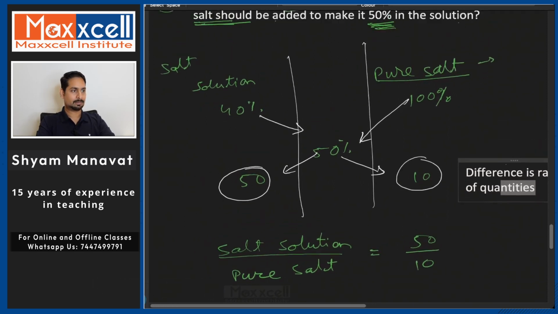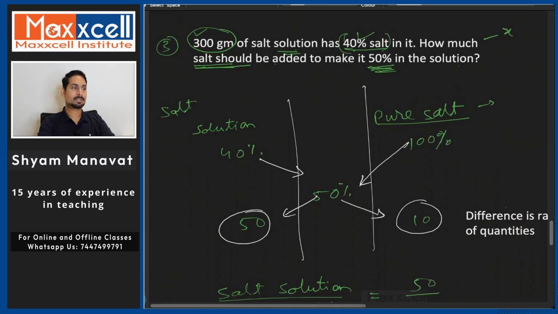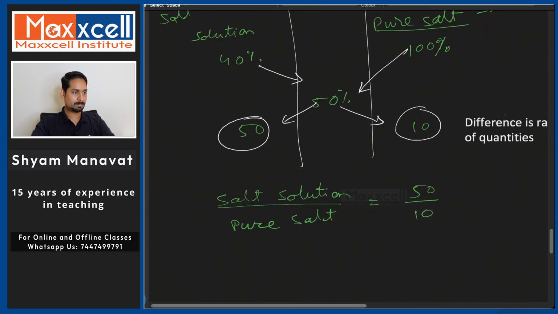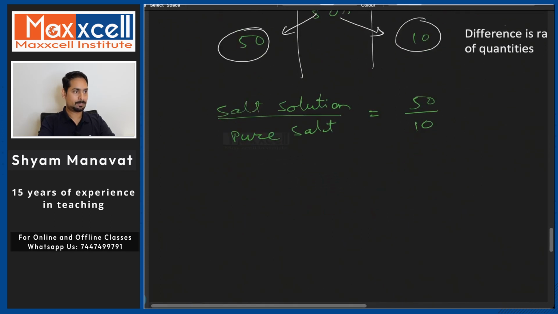Now, is that the answer? No, that's not the answer. The question said the salt solution is 300 grams, the salt mixture earlier. So the quantity of salt solution to the quantity of pure salt, which we need to find out as per the question, is 50 by 10, which simplifies to 5 by 1.